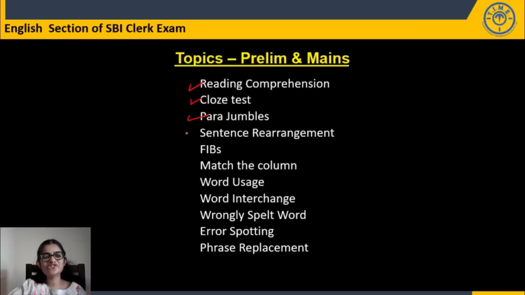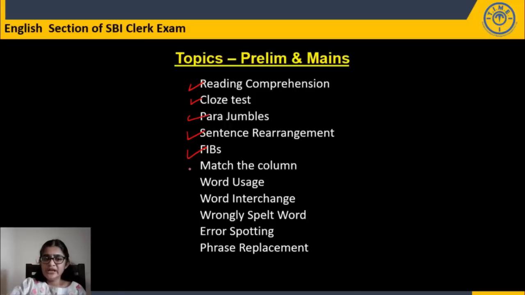Okay, sentence rearrangement, we can call it a little cousin of para jumbles. Instead of rearranging the paragraph, here you are rearranging a sentence. A sentence is broken into parts and you have to rearrange the sentence itself. Then you have fill in the blanks. Fill in the blanks can appear in various presentations. We will discuss that. Okay, you may have a word missing, you may have a phrase missing, you may have multiple blanks in the same question, etc.